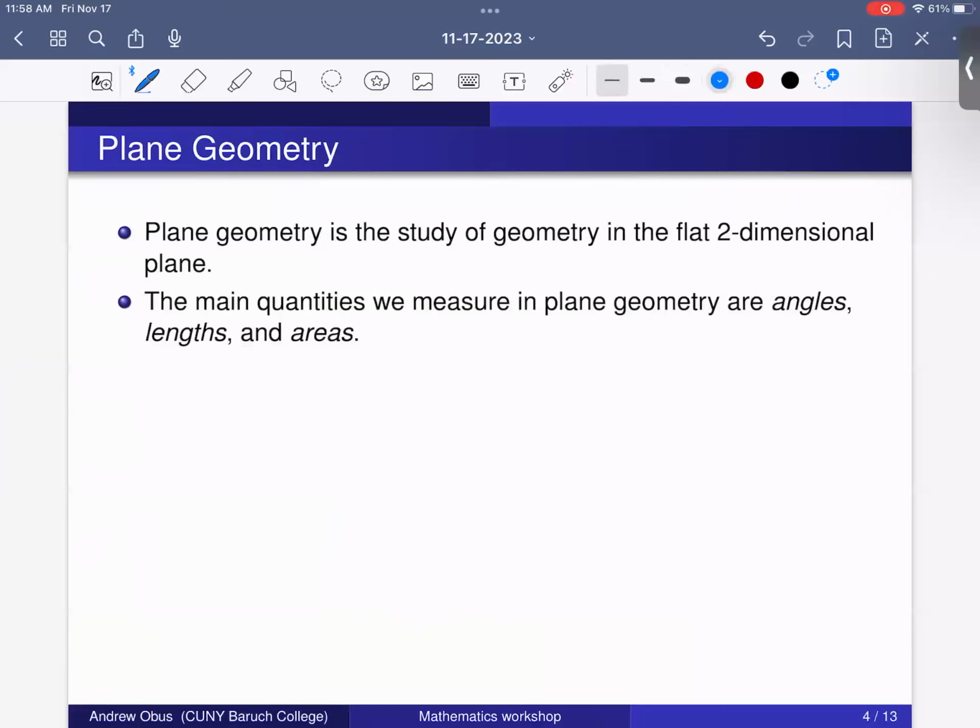We're going to be studying what's called plane geometry, which means geometry in 2 dimensions. Plane geometry is the study of geometry in the flat 2-dimensional plane, like drawing on a piece of paper, what we usually do, standard geometry. And the main quantities that we measure in plane geometry are angles, lengths, and areas.